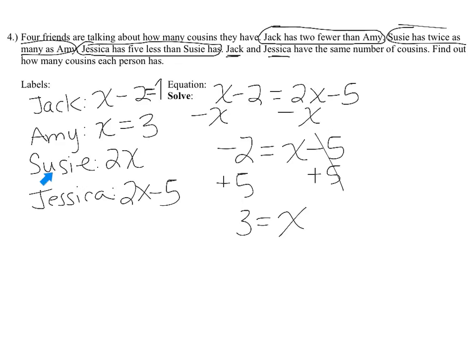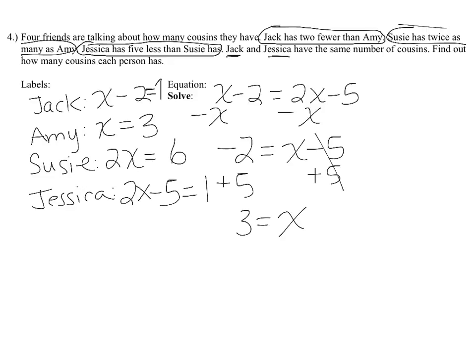And then Susie has 2 times X. Well, since X is 3, 2 times 3 is 6. So that would be Susie has 6 cousins. And then Jessica, well, Jessica has 2X minus 5 cousins. Well, 2 times 3 is 6, minus 5 is 1.